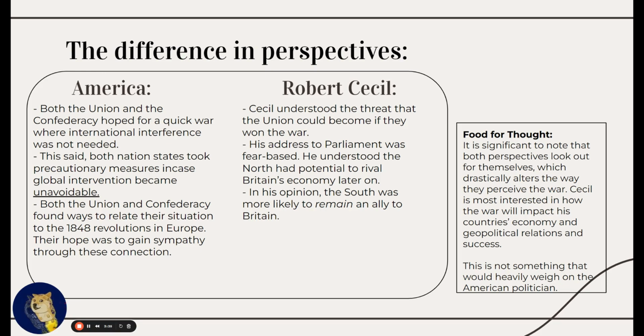Lord Cecil's perspective on the American Civil War is primarily influenced by how it will affect Britain's economy and geopolitical standing, reflecting his focus on his country's interests. In contrast, American politicians may not prioritize these considerations as heavily, focusing more on domestic factors and ideological principles.